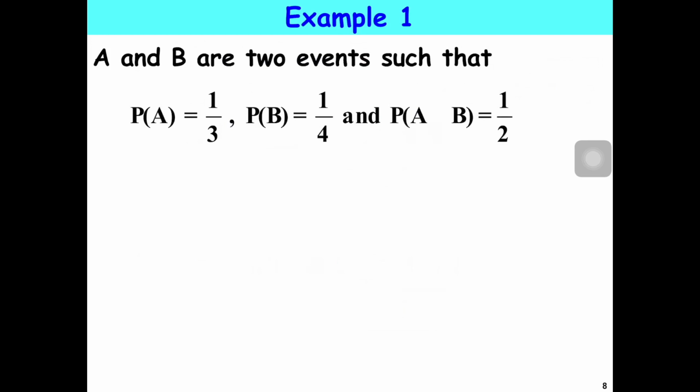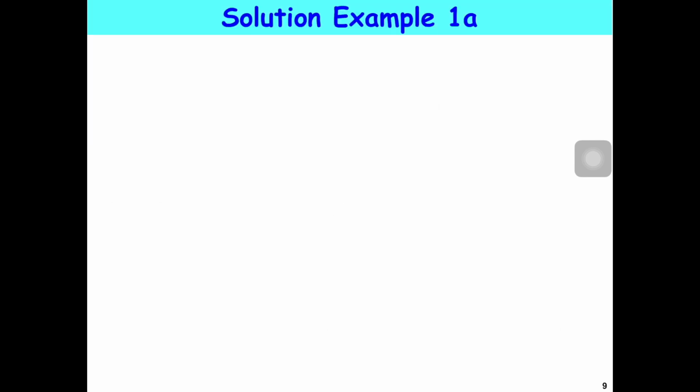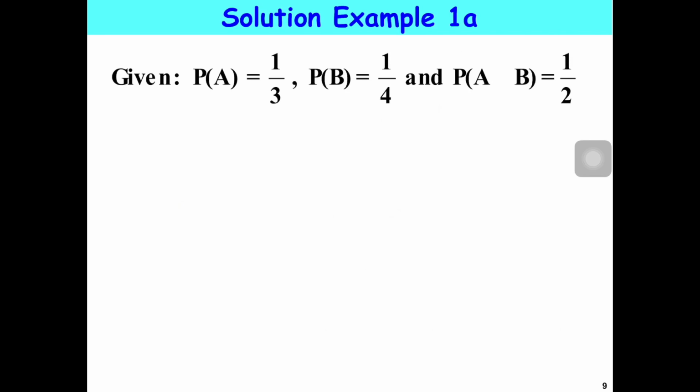So for example, A and B are two events such that P(A) equals 1/3, P(B) equals 1/4, and P(A ∪ B) equals 1/2. Find (a) P(A ∩ B), (b) P(A ∩ B complement), (c) P(B given A), and the rest.